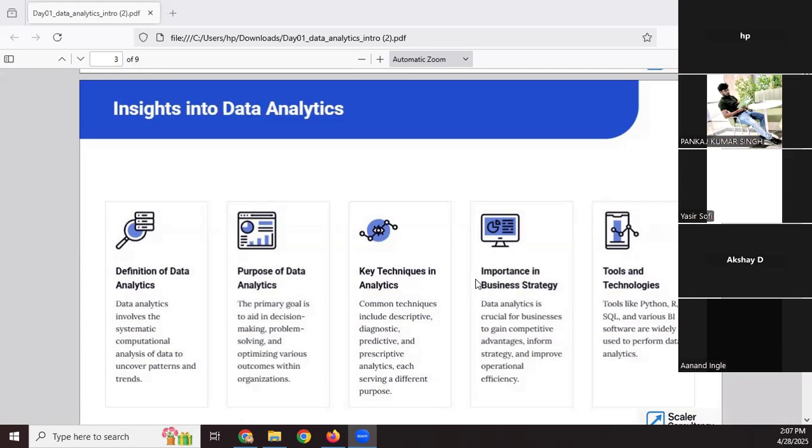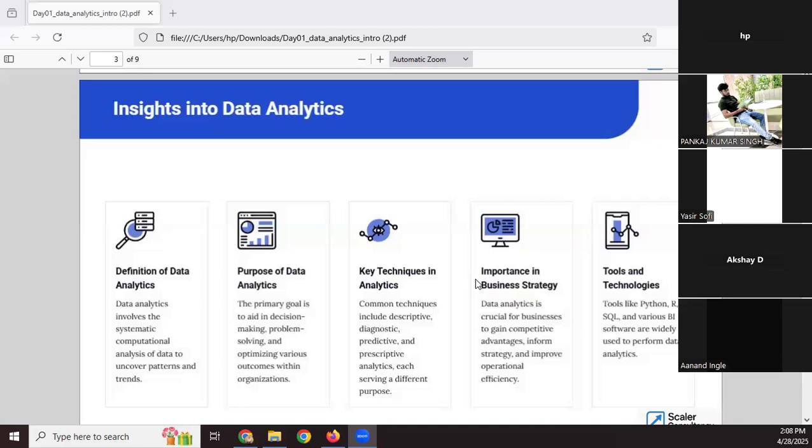The key techniques that common analytics use are diagnostic, predictive, and prescriptive, and they serve different purposes. As for the importance in business strategies, data analytics is crucial for businesses to gain a competitive, strategic advantage and improve operational efficiencies. Now comes the tools and technologies that a data analyst uses.